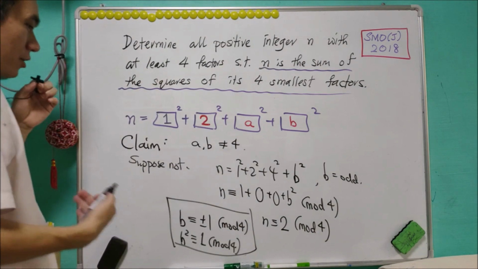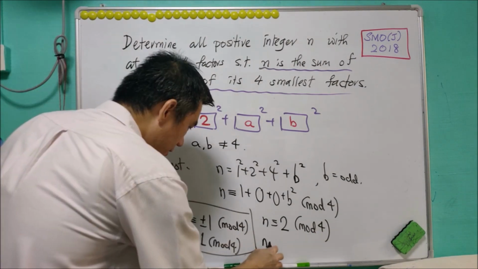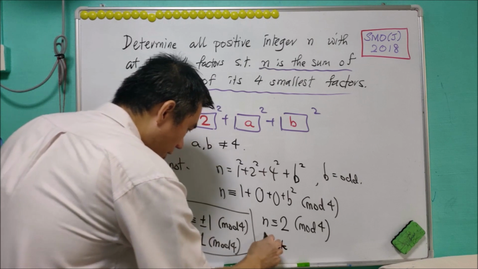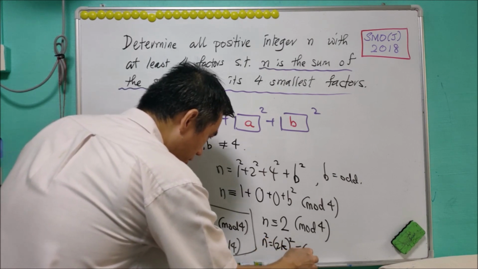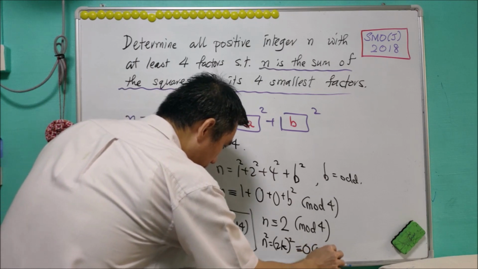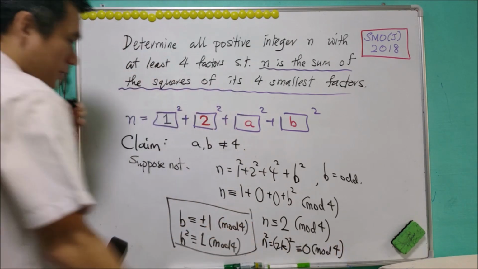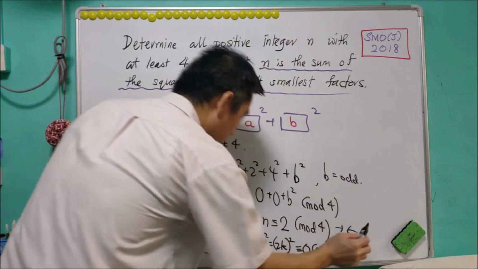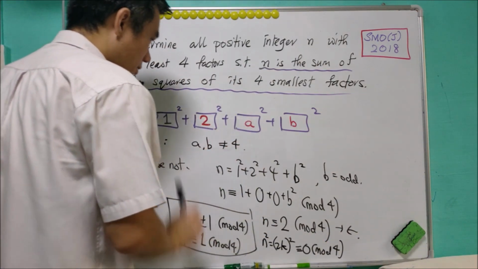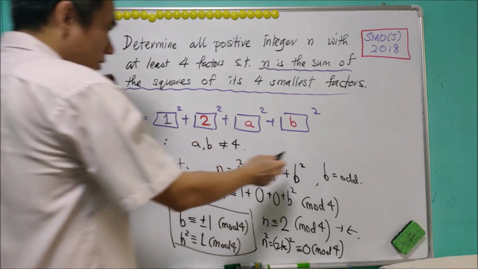And this will be a contradiction again, because n is equal to 2k, so n squared will be 2k squared, and that will be congruent to 0 mod 4. And therefore, n congruent to 2 mod 4 is a contradiction. None of a and b is equal to 4. Let me write the result here.